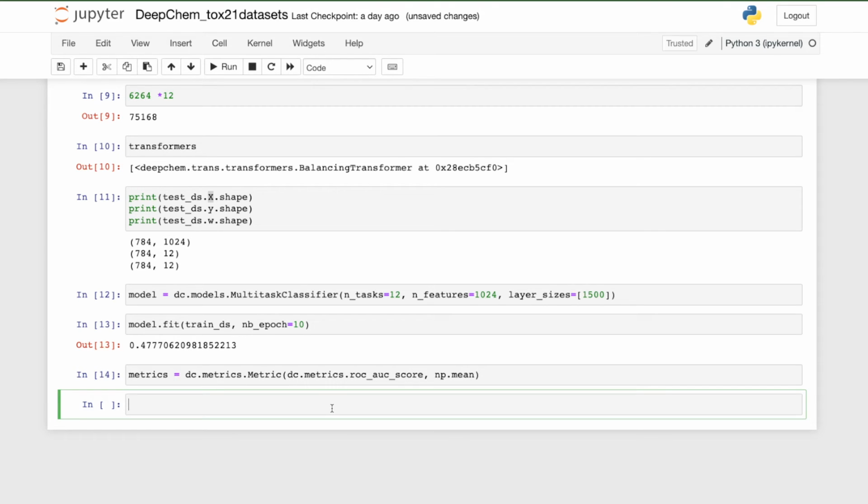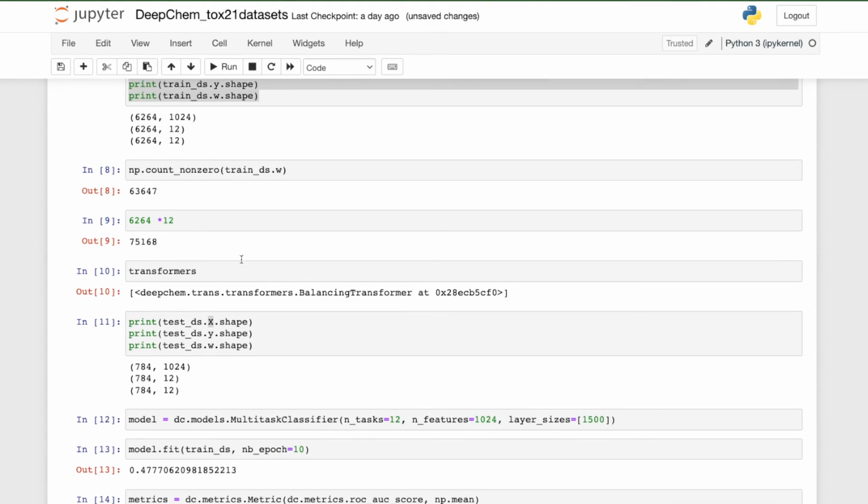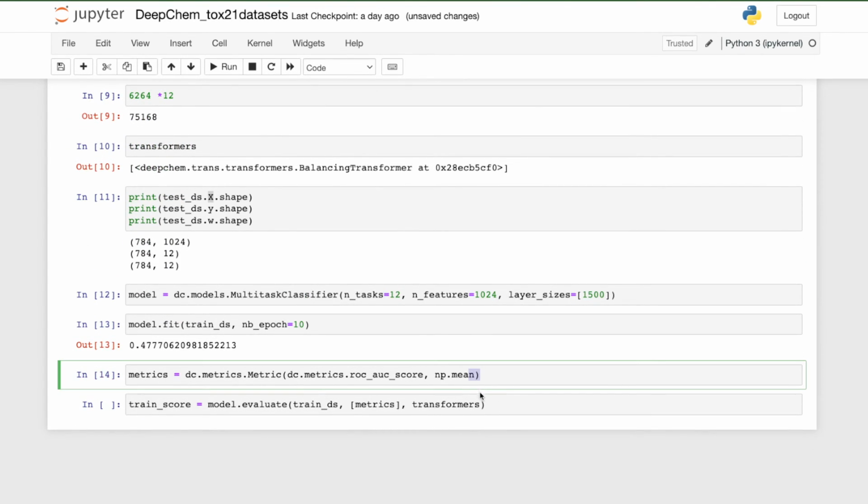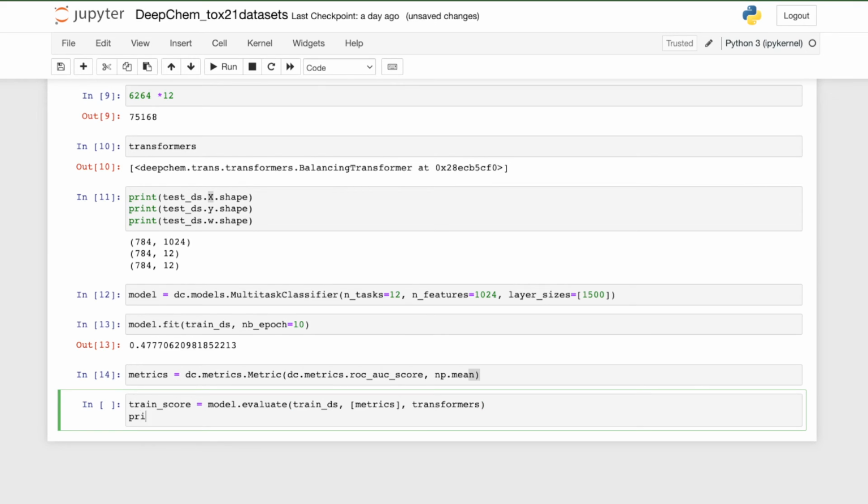Okay, now let's evaluate our model. So we have train scores. Let's call this train_scores equals model.evaluate, and you want to evaluate your training data set, and use the metric object that we created, and the transformers are going to be the transformers that we had here. So that's our transformers. And let's print our training score.